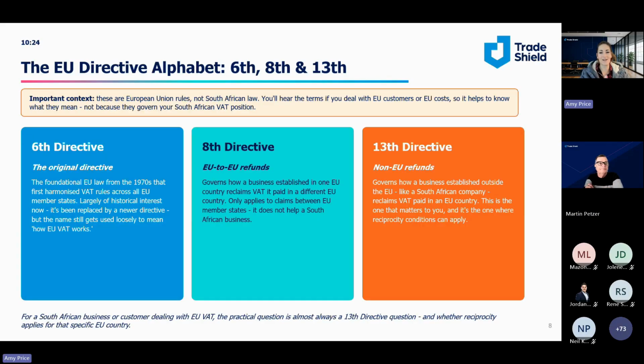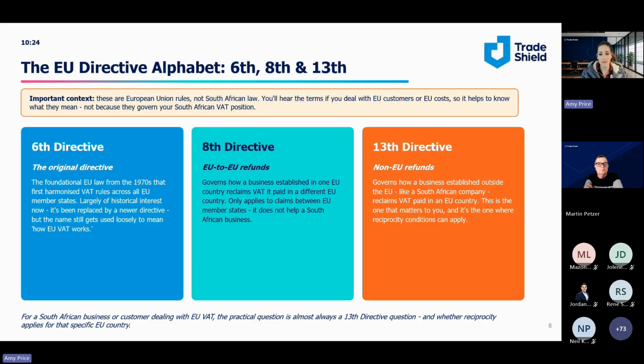Okay, so let's close out this part of the session with some terminology, because if you deal with EU customers or EU costs, sooner or later someone is going to say things like 8th directive or 13th directive in a meeting, and I want you to know what these things mean. And so this is me exposing you to that.